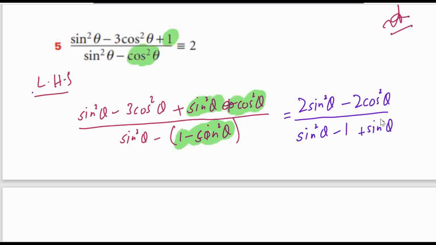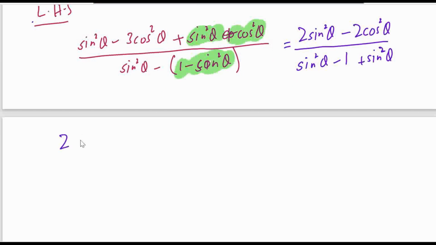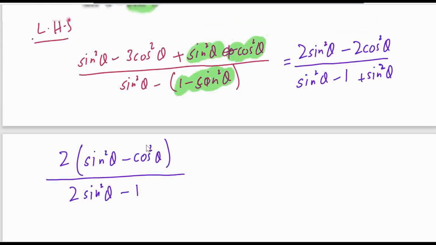Now what we can do is take 2 as common, so this will be 2 sine squared theta minus cos squared theta whole divided by 2 sine squared theta minus 1. Now in the denominator we can replace 1 with sine squared theta plus cos squared theta again. Okay, let's see the right hand side.